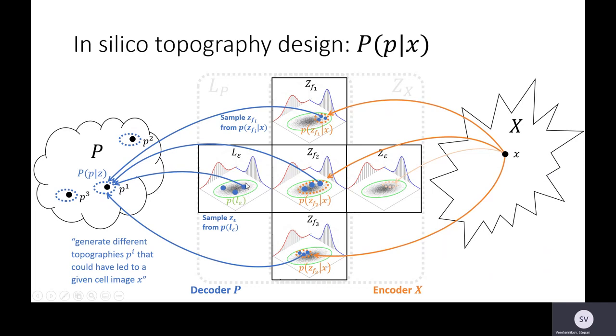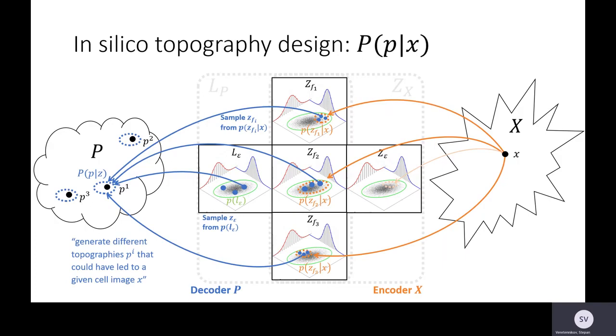So taking these 4 blue points, we pass them to the decoder P, and as a result, we get some distribution in the space P, and taking a single or multiple points from this distribution, we get topographies. This could be, for example, images as well, but this could be some parameter representation. So we get topographies that, according to our model, could have led to such an image.